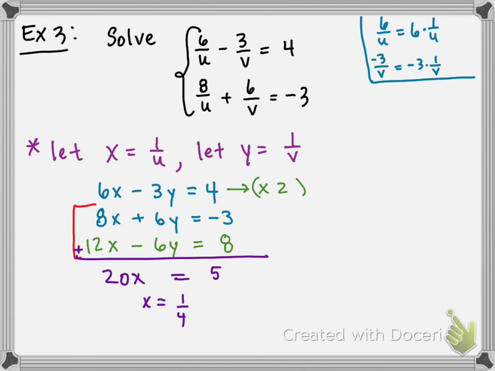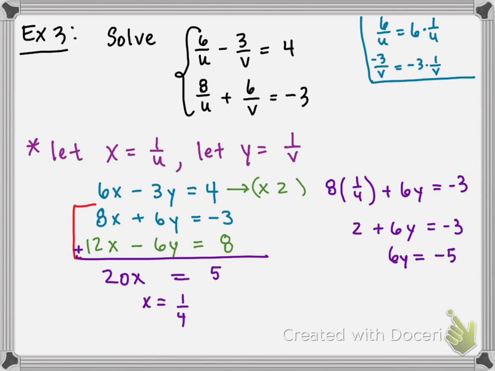Okay. So now if I have x, can I find y? Absolutely. We have 8 times 1/4 plus 6y equals negative 3. Do you agree a fourth of 8 is 2? 2 plus 6y equals negative 3. Isolate: 6y equals negative 5. Isolate: y equals negative 5/6.